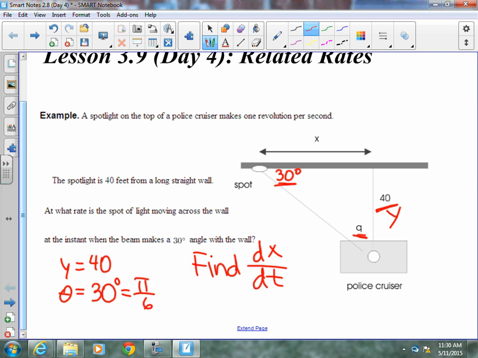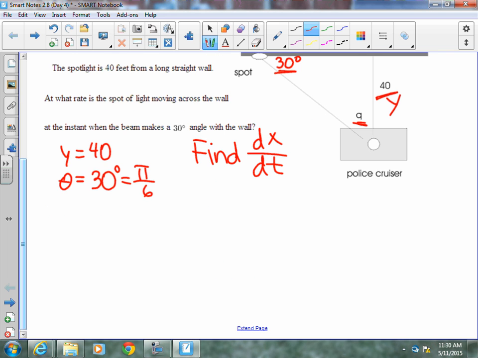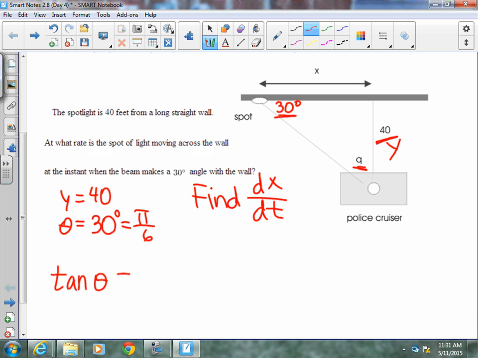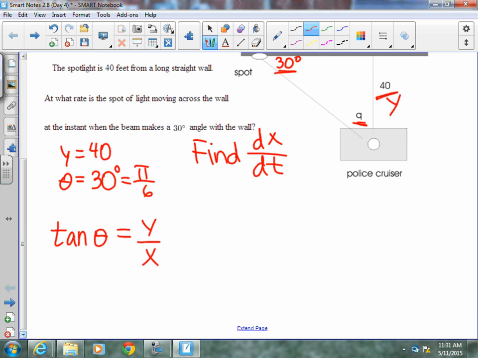So we know that tangent of theta is going to equal y over x. Now, y is never changing, so we can even put that y in. Tangent of theta equals 40 over x. Now, we need to derive this, and to do that, there's a couple options.